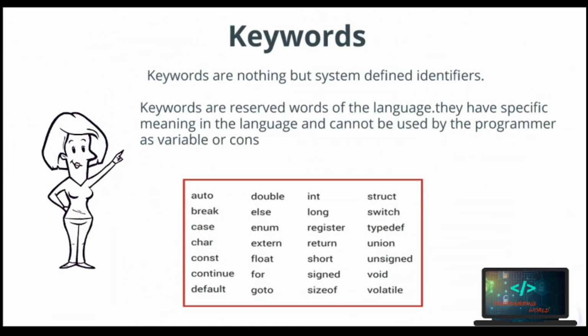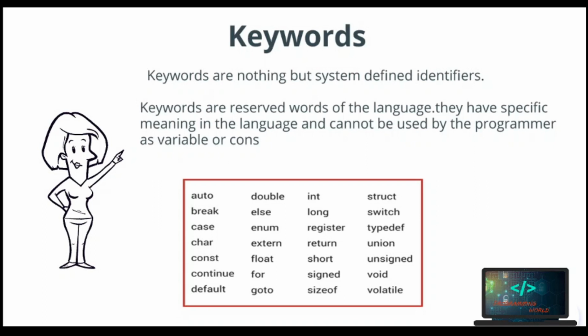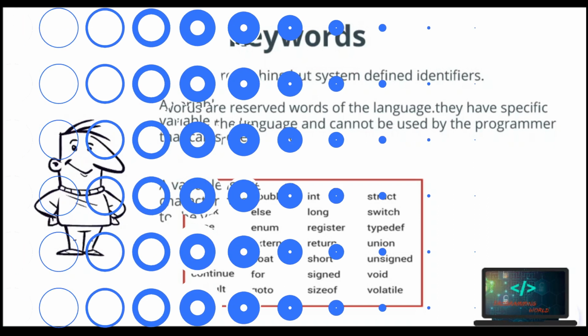First one is keywords. Keywords are nothing but system-defined identifiers. Keywords are reserved words of the language. They have specific meaning in the language and cannot be used by the programmer as variable or constant. Some of those are auto, break, case, char, continue, default, double, else, enum, extern, float, for, goto, int, long.